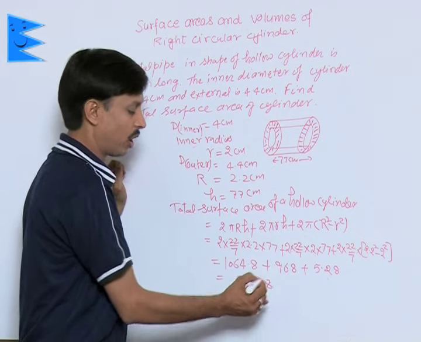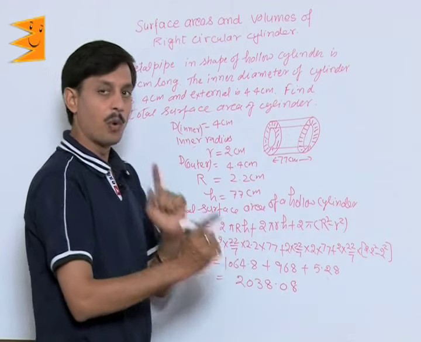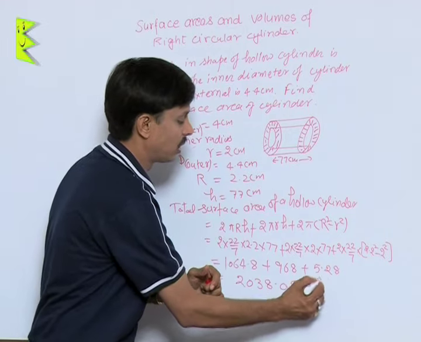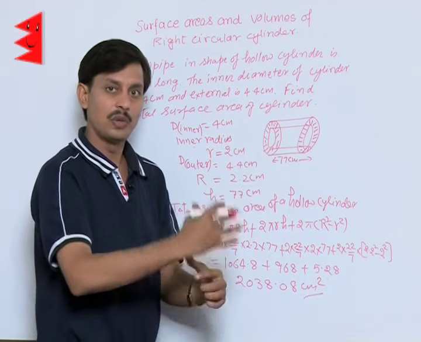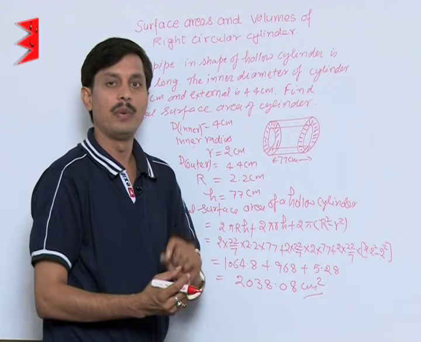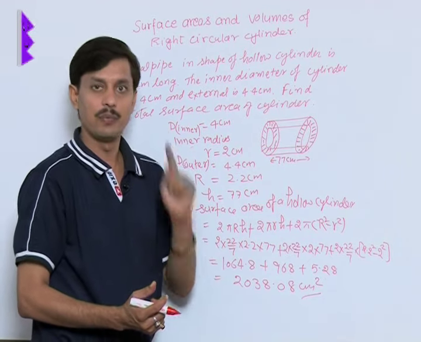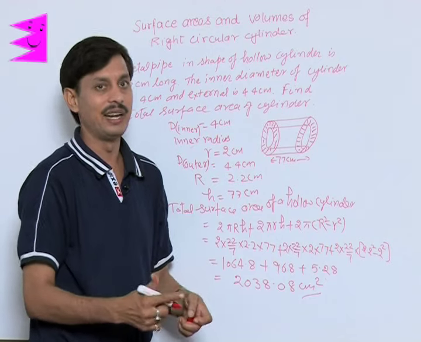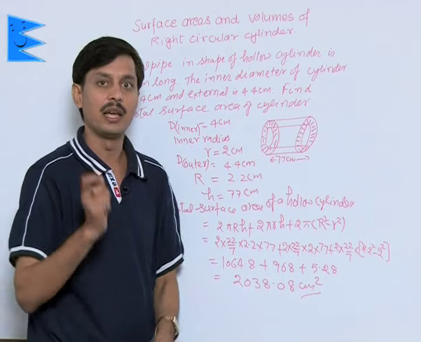2038.08 centimeter square is the total surface area of this hollow cylinder having external diameter 4.4, internal diameter 4 and length, that is height, 77 centimeter. Apply the direct formula and get the answer.